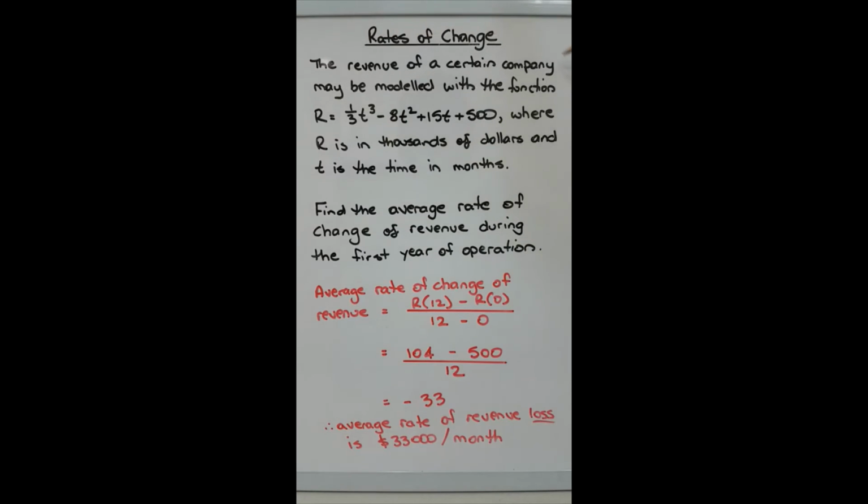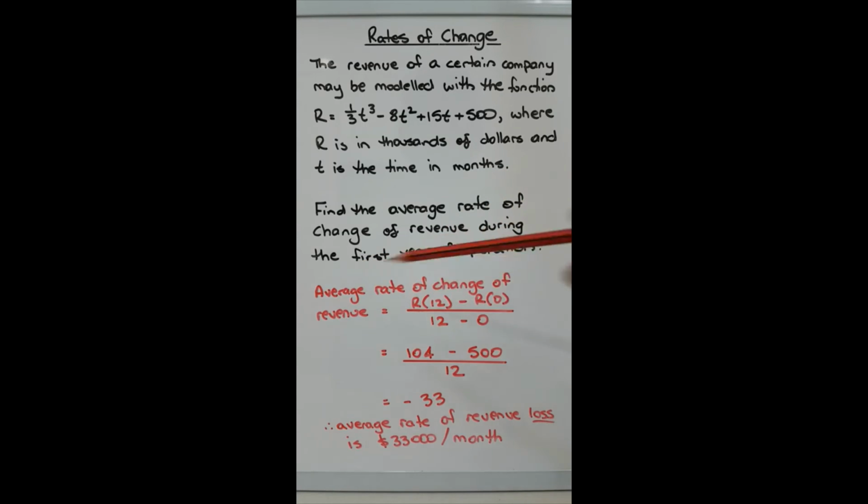The revenue of a certain company may be modelled with the function r equals 1/3 t cubed minus 8t squared plus 15t plus 500, where r is in thousands of dollars and t is the time in months. Find the average rate of change of revenue during the first year of operation. Now this implies finding the average rate of change from t equals 0 to t equals 12 months.